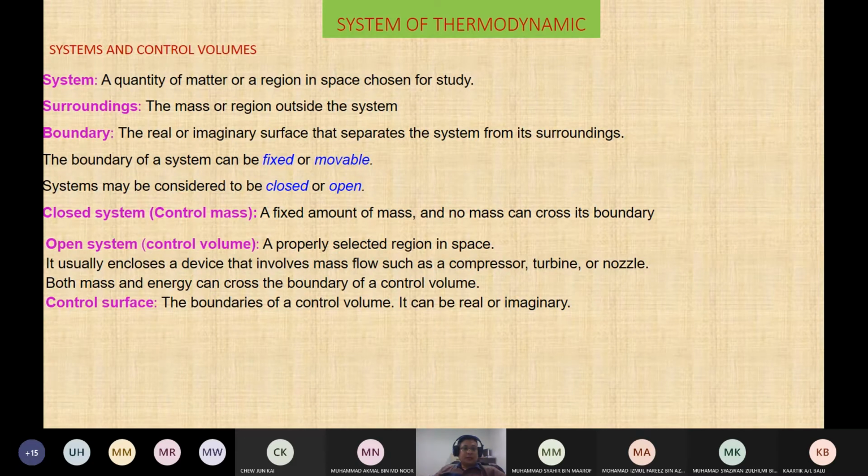Okay, actually in the HVAC system, we also consider the system, the surrounding of our system, and also the boundary. In my room condition, you can consider the room a system, the outside of my room the surrounding, and the wall the boundary. So the boundary separates the system from the outside surrounding.